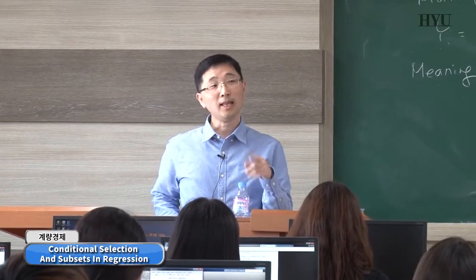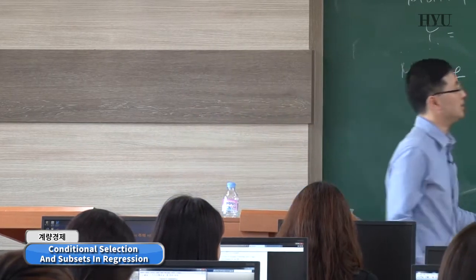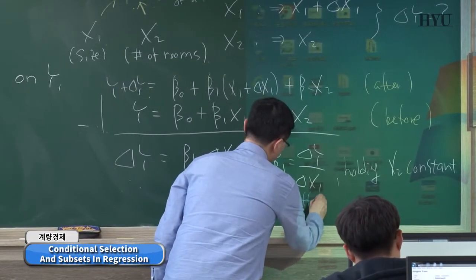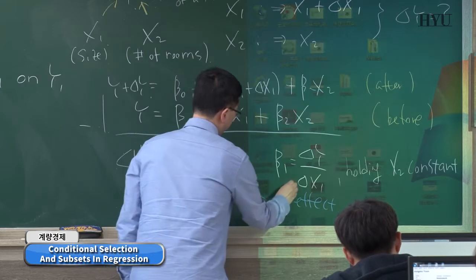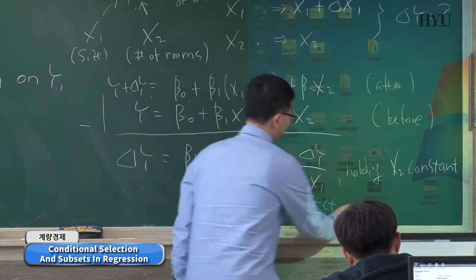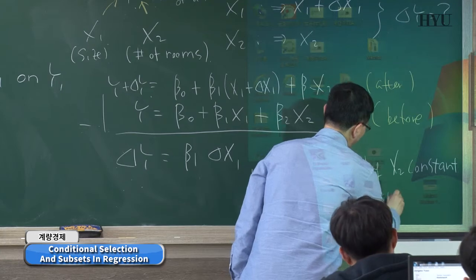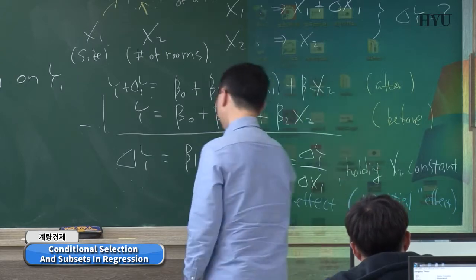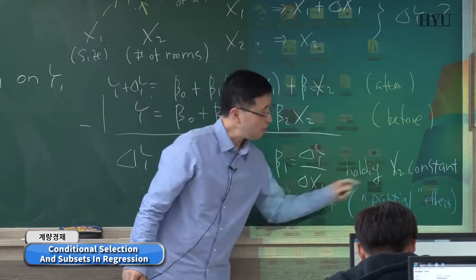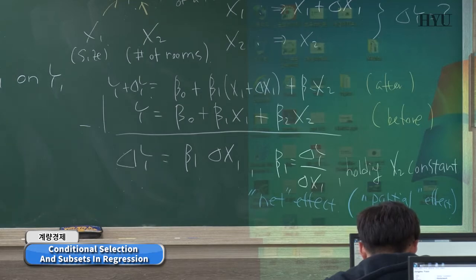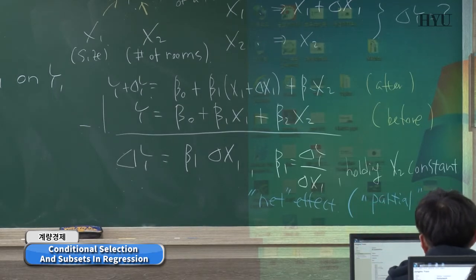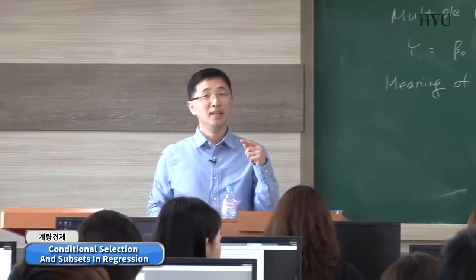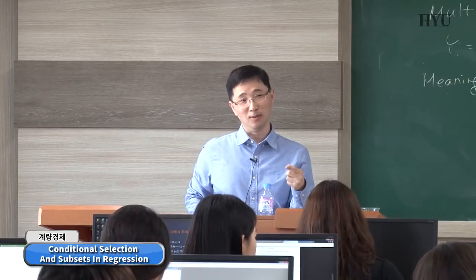So if you want to know that kind of effect, we call it a net effect. This is the net effect. Or the mathematical term is partial effect. The opposite word of the partial effect is the total effect. Now the point is this. So regression is useful if that's the kind of question you'd like to know.